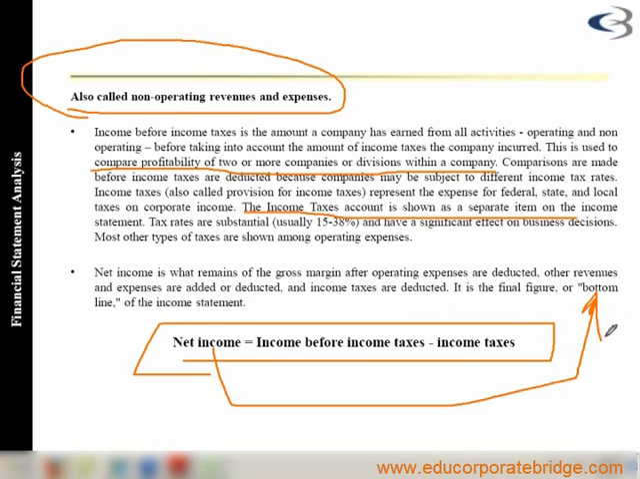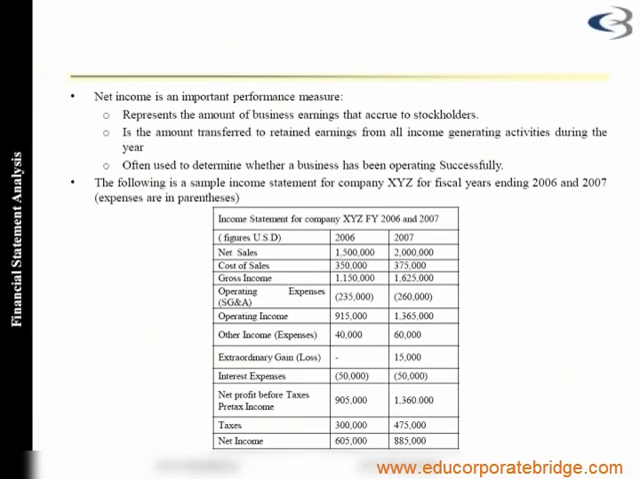So revenue is known as the top line in financial jargon, and the net profit in financial jargon is known as the bottom line. Net income is an important performance measure. It represents the amount of business earnings that accrues to the stockholder. That is how much a stockholder has actually earned. So that is shown by the net income. So net income is the profit for the stockholder. It is the amount transferred to retained earnings from all income generating activities during the year.